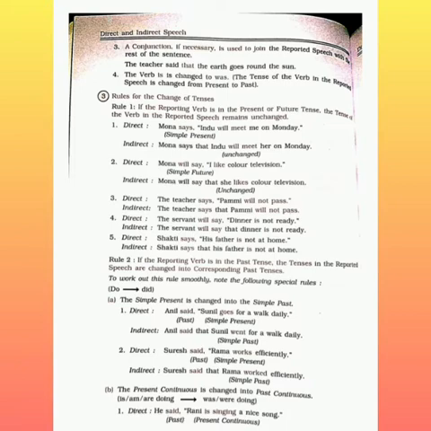Mona says, Indu will meet me on Monday. Now this sentence, or you can say the reporting verb, is in the present tense. It is "says". So your sentence will remain unchanged. Instead, we will remove the inverted commas and the comma, and only the conjunction will be added. So now the sentence will change into indirect speech. Mona says that Indu will meet her on Monday.